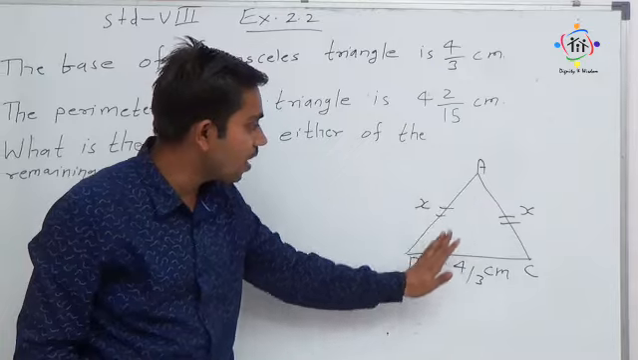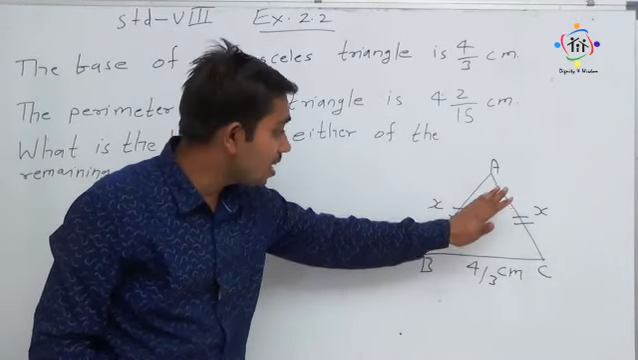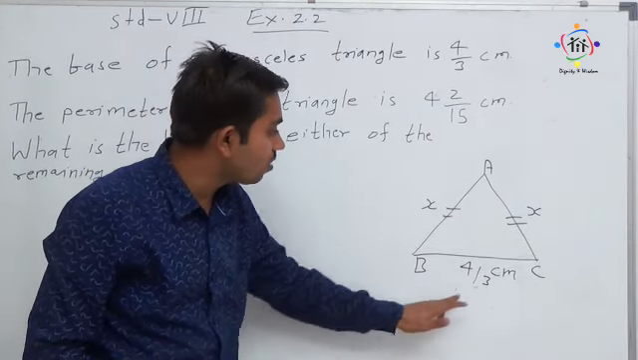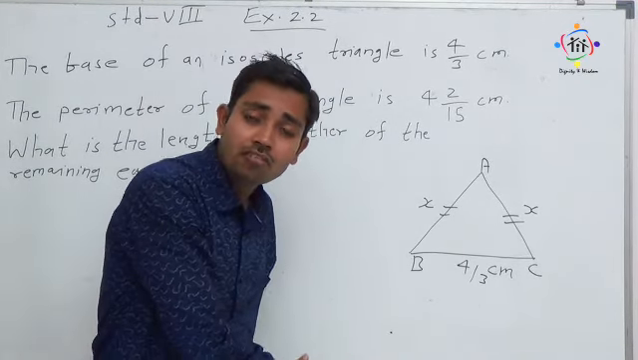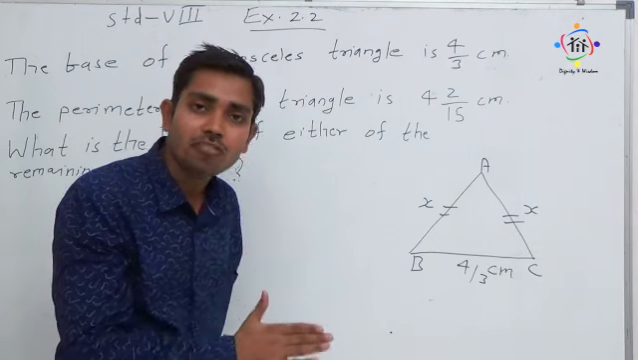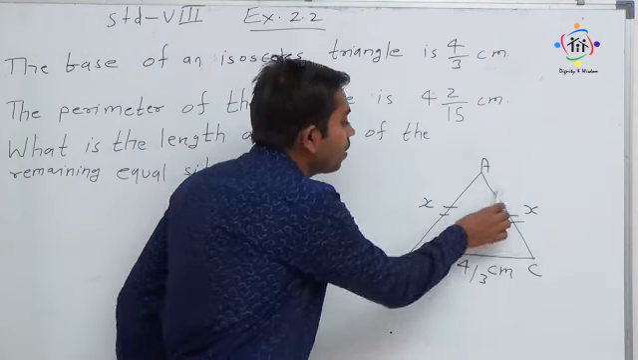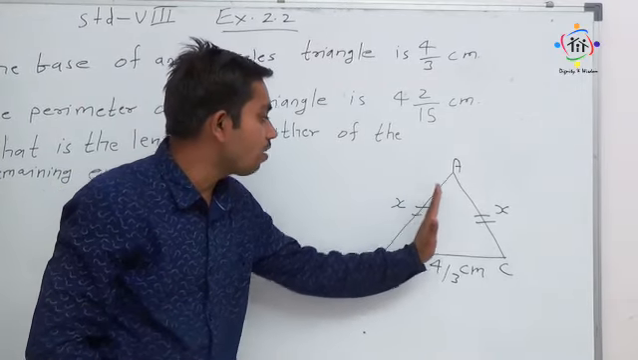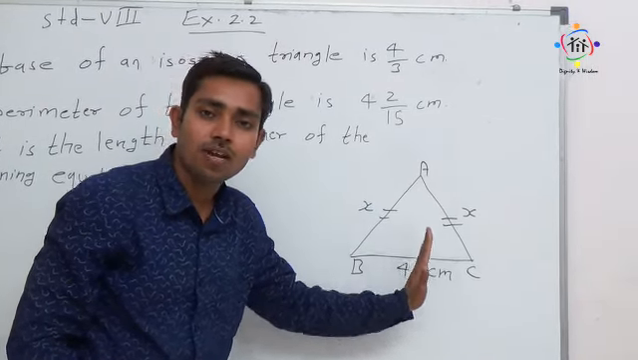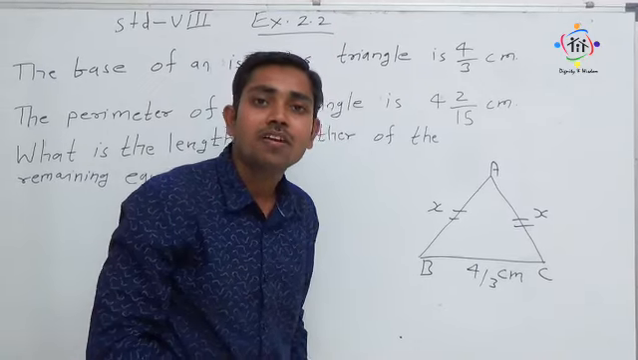There are total 3 sides, we can say 3 edges. The sum of all these 3 sides is called the perimeter of this isosceles triangle. What do we mean by isosceles triangle? If any 2 sides out of 3 sides are equal, then it is called an isosceles triangle.